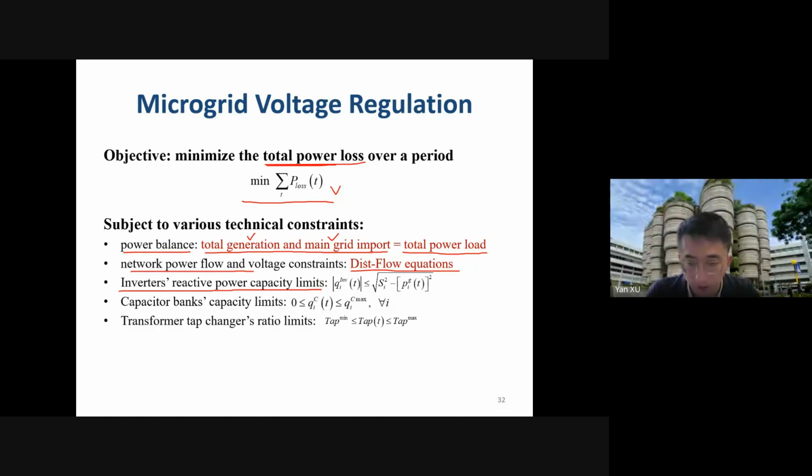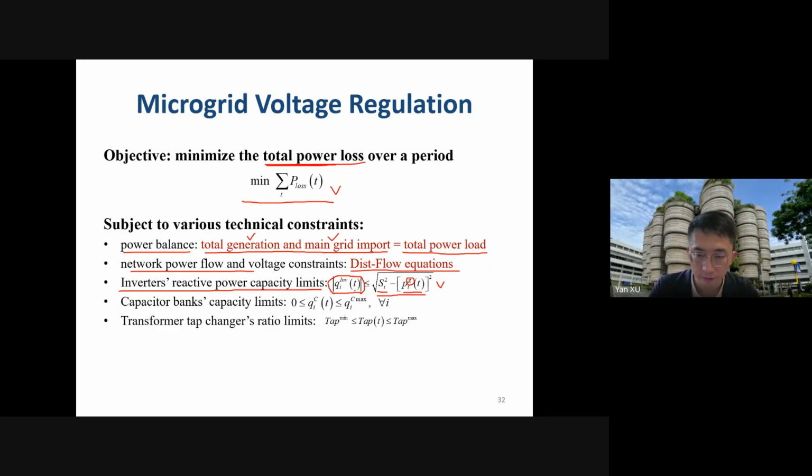Inverters originally are designed to convert the real power from DC to AC. So it has an apparent capacity S. And during the PV panel generation, a certain capacity of the inverter is used for converting the real power generation from the PV panels. So the remaining capacity within the S will be used for reactive power support. So the available reactive power capacity equals this one. It has to be smaller or equal to this one. So this is a constraint that we need to be careful about. But clearly, this is a non-linear, non-convex one.